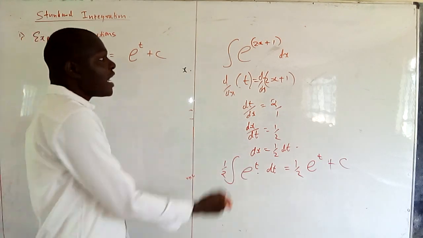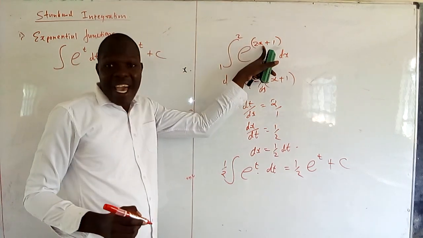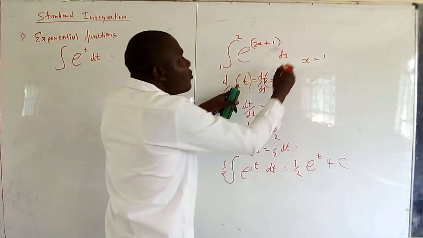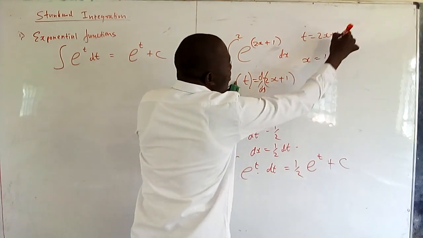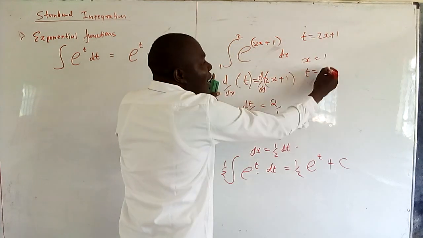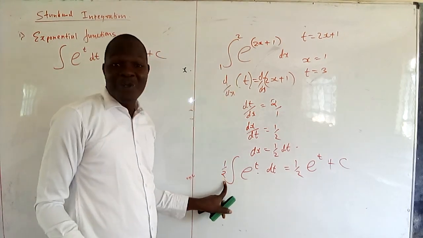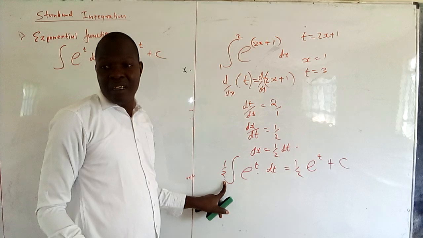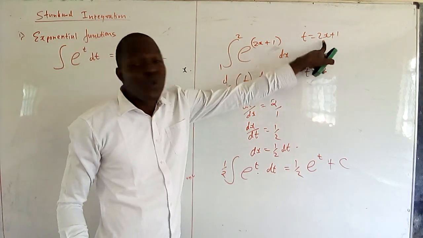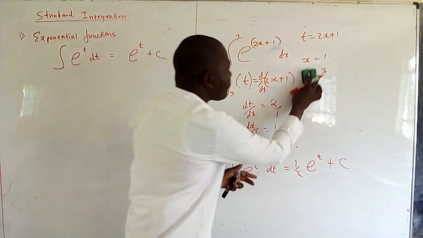And remember, if you are given the limits here to be 1 to 2, these are the limits of x. Meaning you say, when x is 1, what is going to be t? Because t is 2x plus 1. Where there is x, you put 1, and t is going to be 3. So here you put 3, not 1, because this is now the value of t. Then when x is 2, t is 5. Meaning here you now put 5. Good.